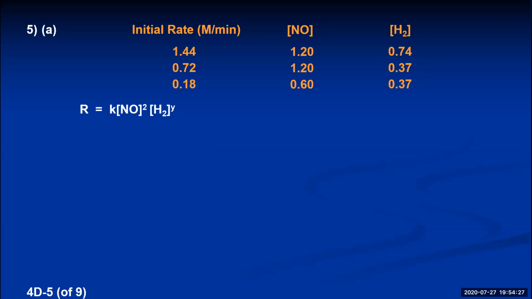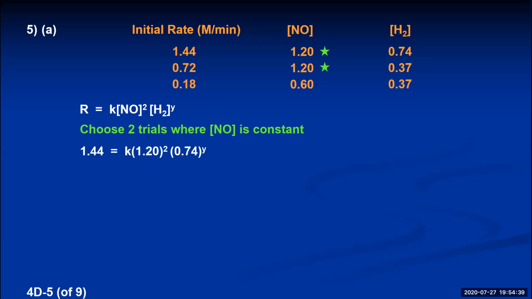Now to calculate what y is, we need to pick two trials where the nitrogen monoxide concentration is constant, and that would be the first two trials. So doing the same technique, I'm going to take all the data from the first trial and plug it into the rate law. I'm going to take all the data from the second trial, plug it into the rate law, and I'm going to divide by that.